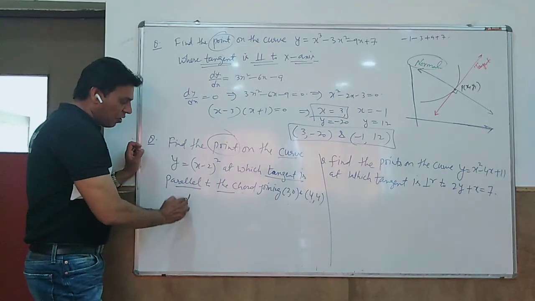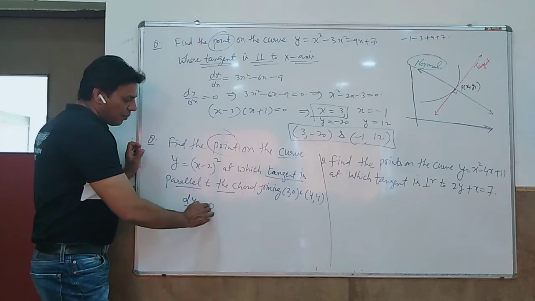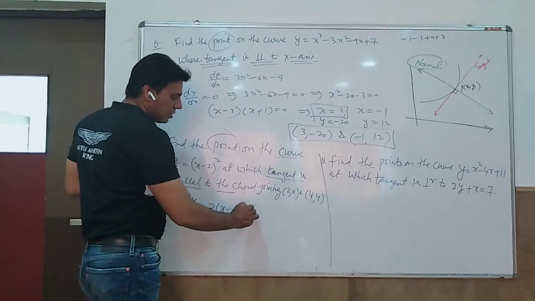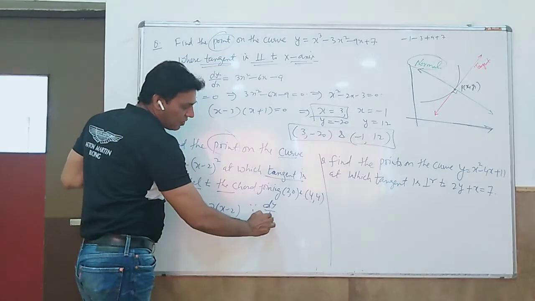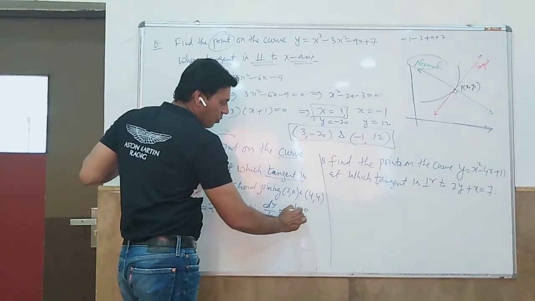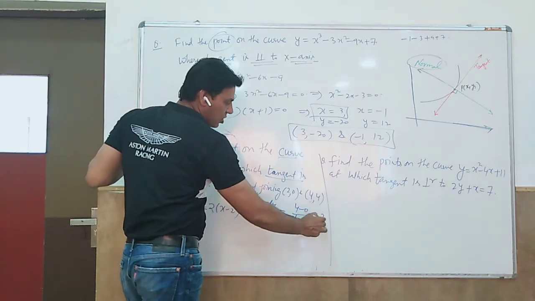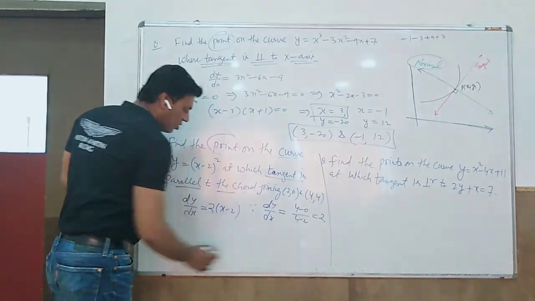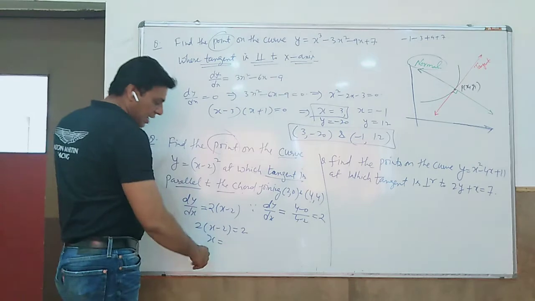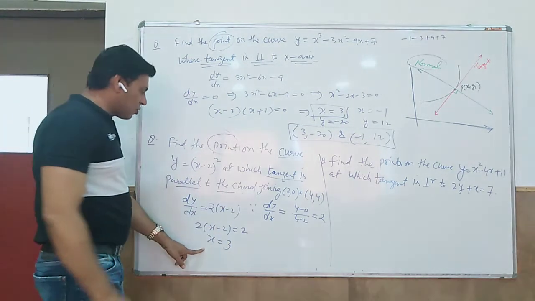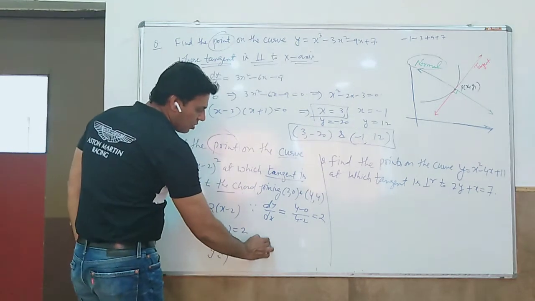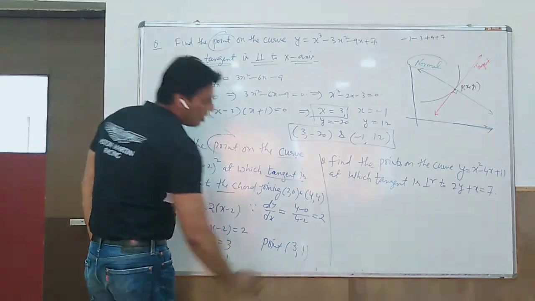In this situation, first of all we will find dy upon dx. So dy upon dx will be 2x minus 2. Okay. And because it is given, remember, the slope of the tangent is dy upon dx, and the slope of the chord is 4 minus 0 upon 4 minus 2, which is equal to 2. So now we have to put dy upon dx equal to 2, that is 2x minus 2 is equal to 2, and from here we get x equal to 3. If x is equal to 3, put x equal to 3 in the curve, we will have y is equal to 1. So the required point is (3, 1).